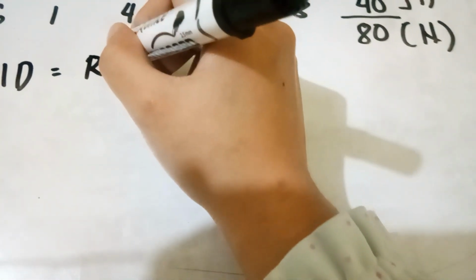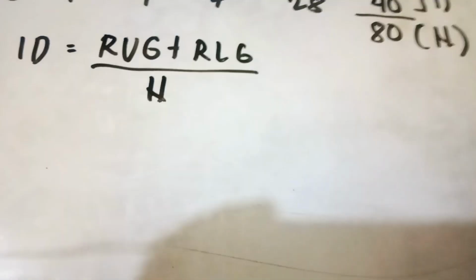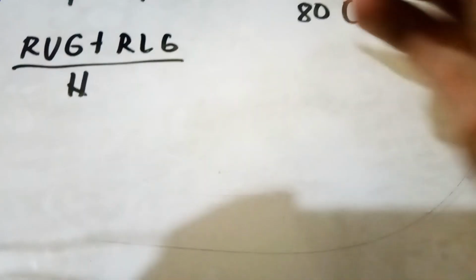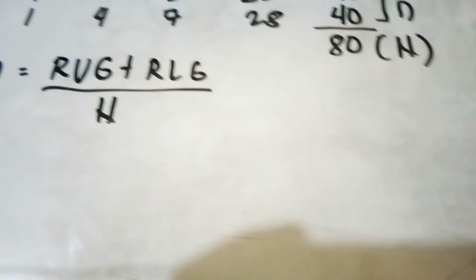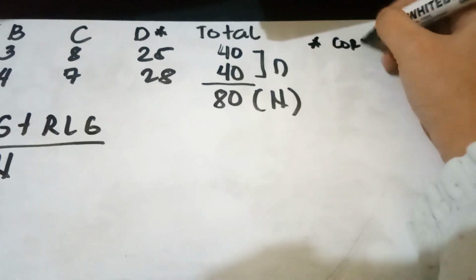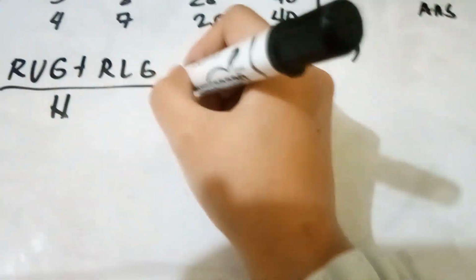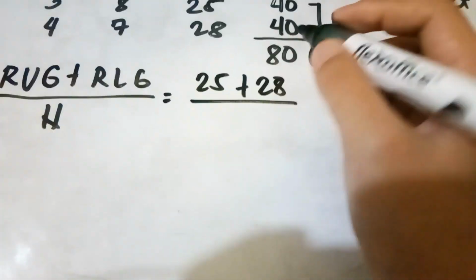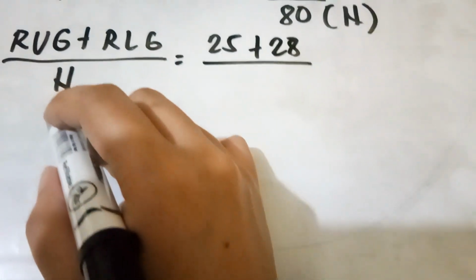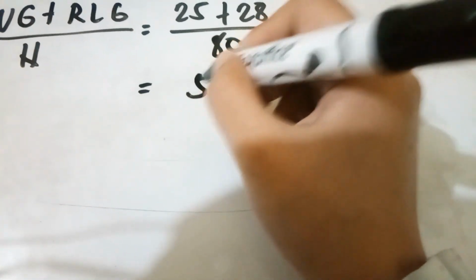The formula is RUG plus RLG all over N. So, how many students got the correct answer from the upper group? Asterisk, this is the correct answer. Therefore, option D is the correct answer. So, in here, 25 plus 28 all over, what is our N? Big letter N is 80. So, we have 53 all over 80.